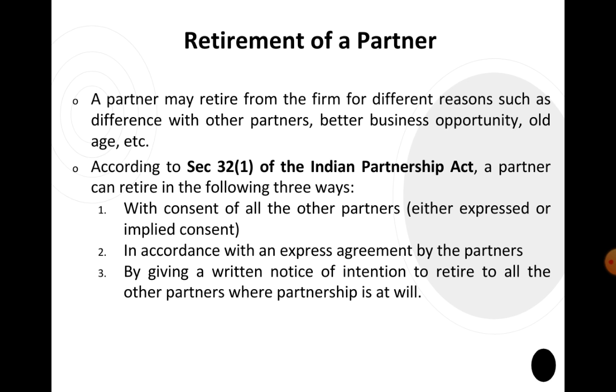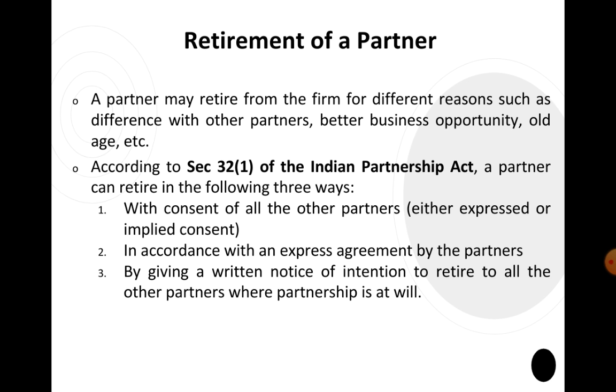Firstly, when he himself wishes to retire, he can get the permission from all of the partners. And secondly, when they have entered into an agreement which says that after a certain point of time, this person is going to leave the firm. Okay, so there's an agreement, or there is an express contract between the partners which states that after a certain point of time, he has to retire. And finally, by giving a written notice of intention to retire to all the partners where the partnership is at will. So when there is a partnership which has been created at will and he wishes to retire, he can just give a notice to the other partners and then he can retire after that.